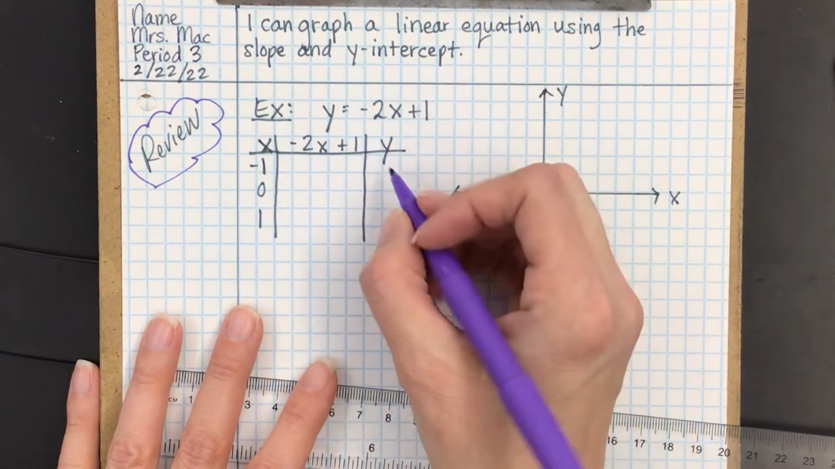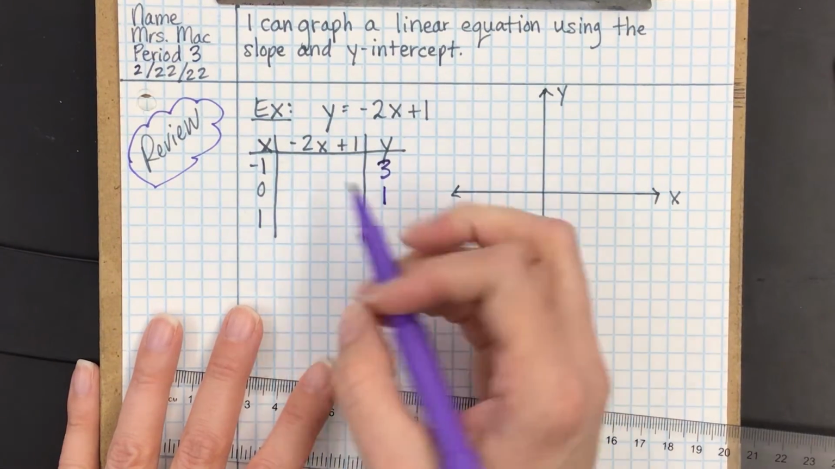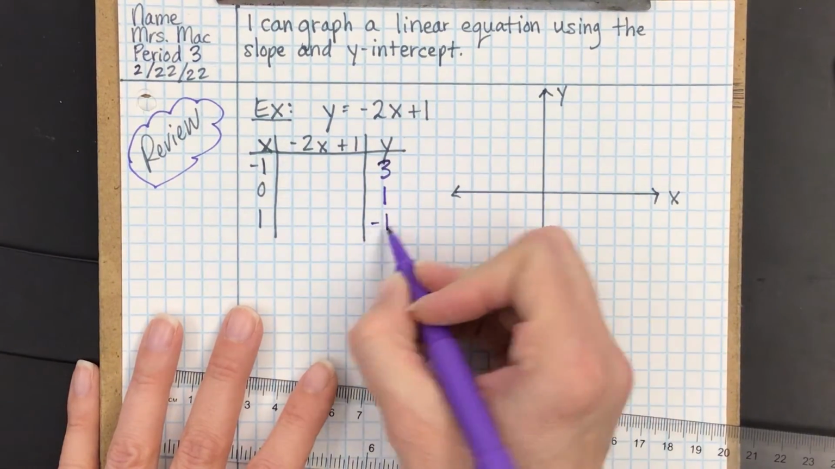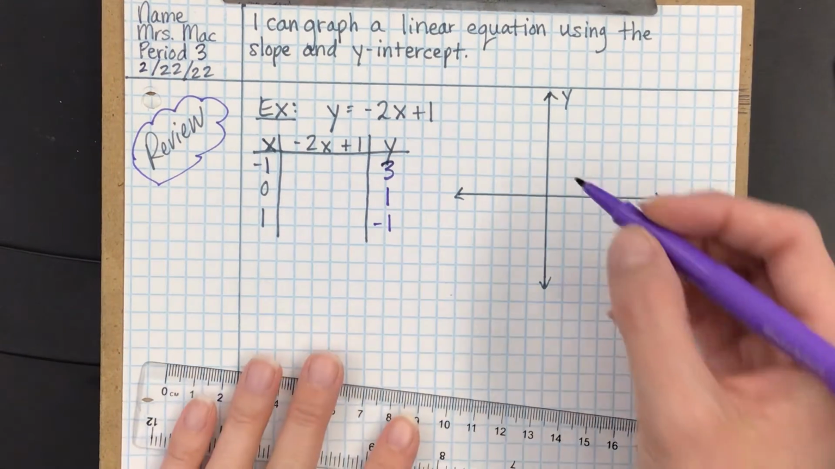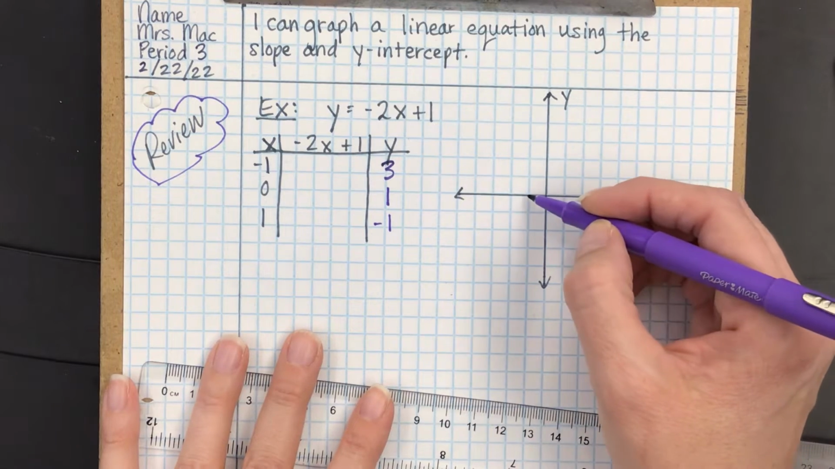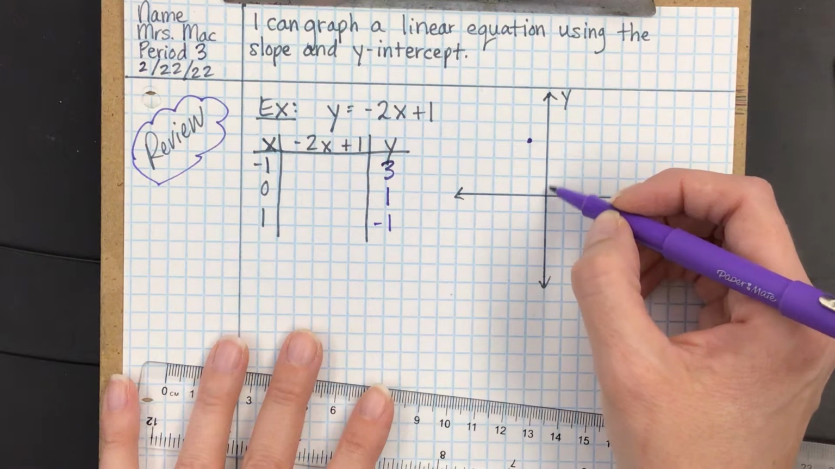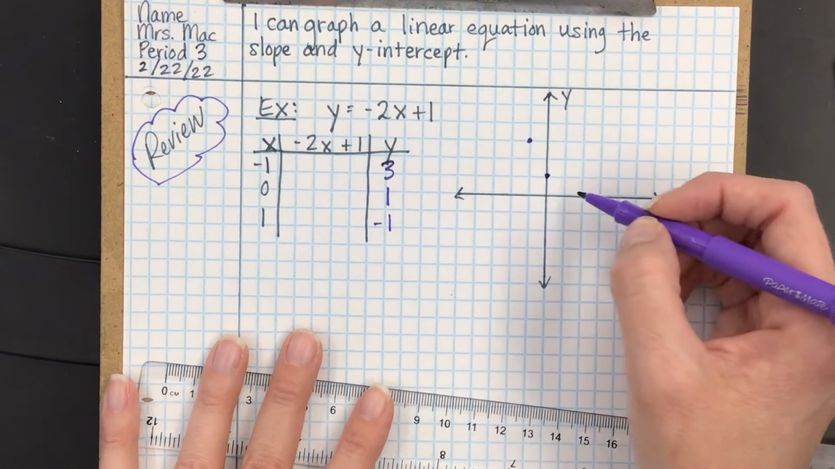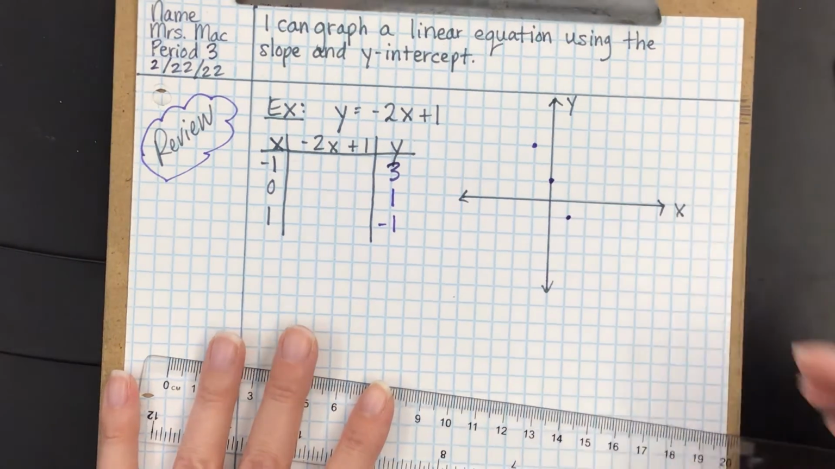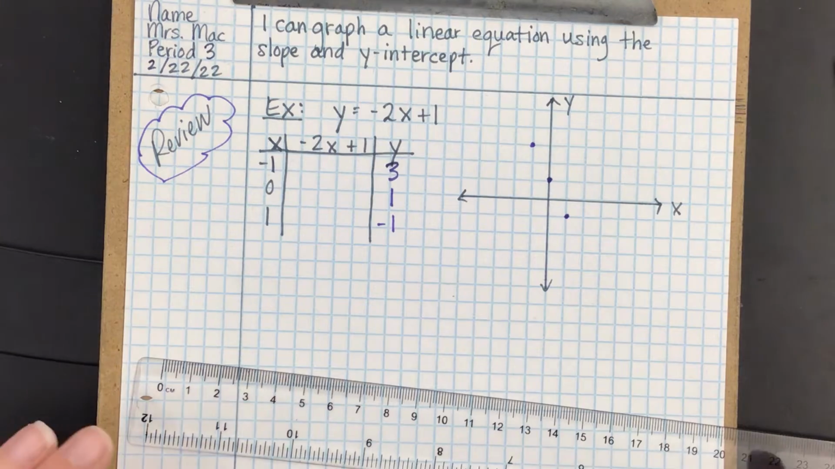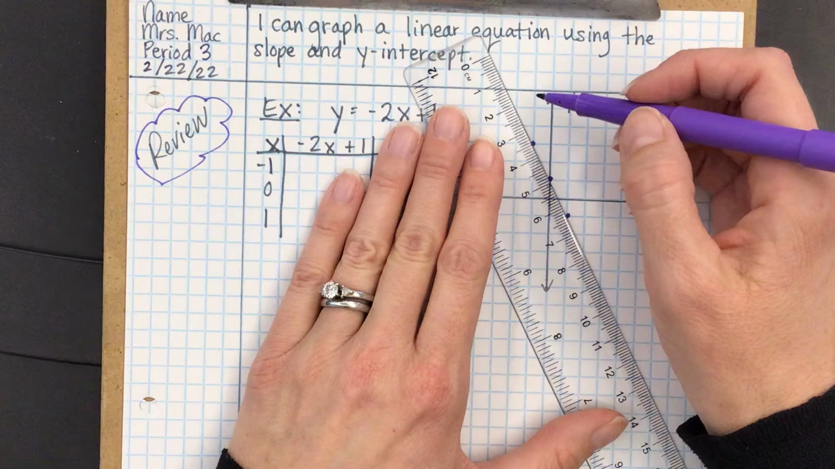If I plug in -1 here, I get +3. If I plug in 0, I get 1. If I plug in 1, I get -1. Okay? So then I can go through and plot these points. So if my x is -1, my y is 3. If my x is 0, my y is 1. If my x is 1, my y is -1. And like I've said before, if you've done it correctly, your dots will line up. So if they don't line up, check your math.